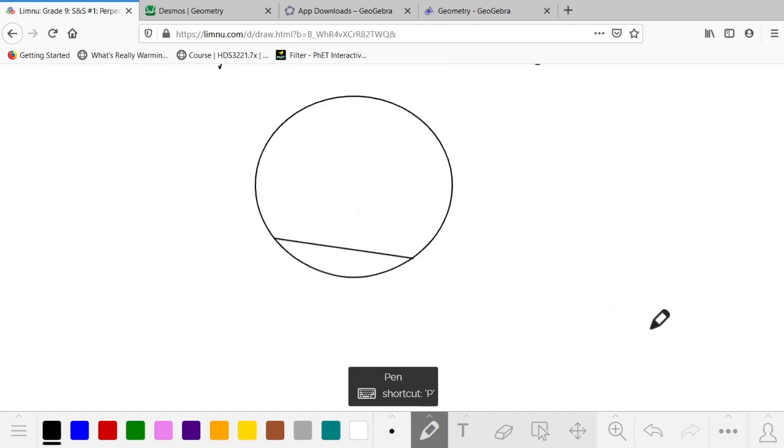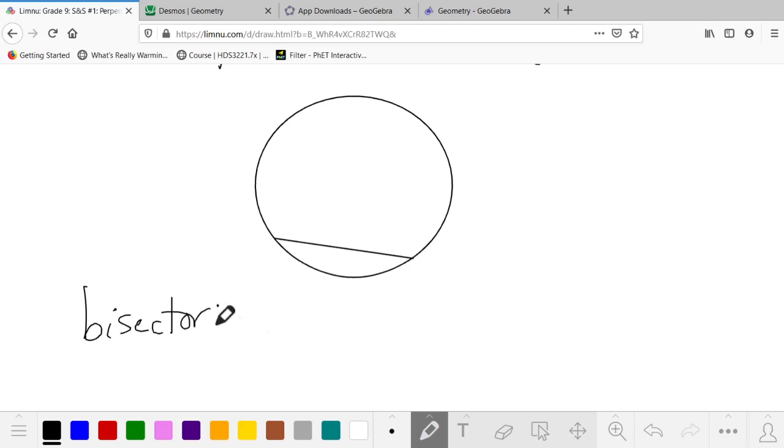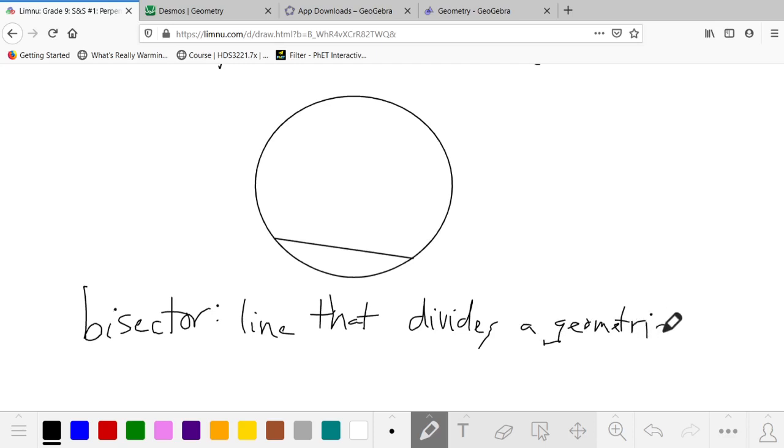The second key term to review is a bisector. In geometry, a bisector is a line that divides a geometric object. I say object because it could be a shape or an angle. So it's something in geometry, and it's divided in exactly half.